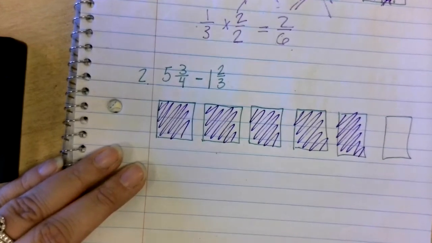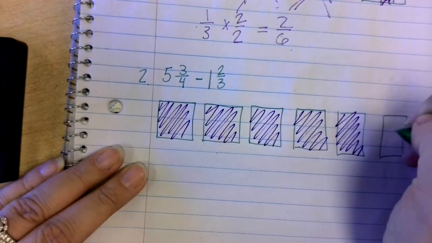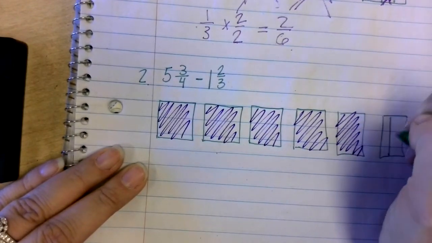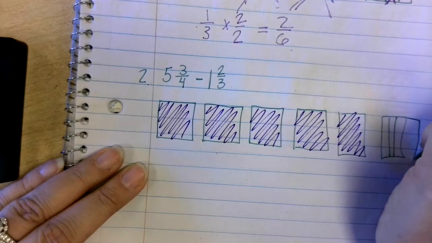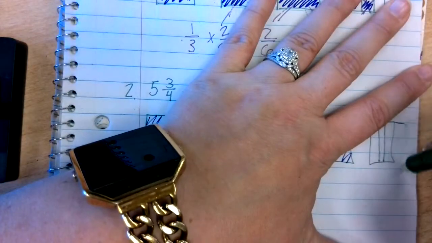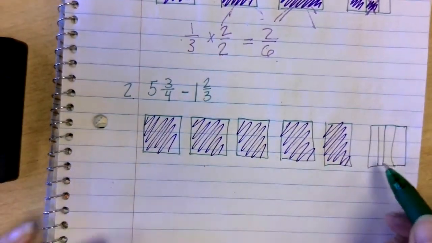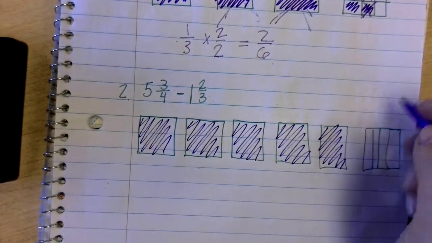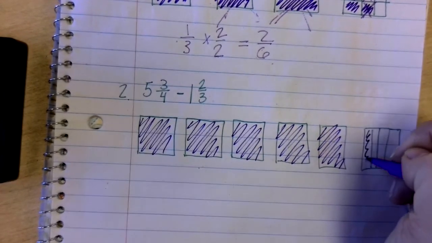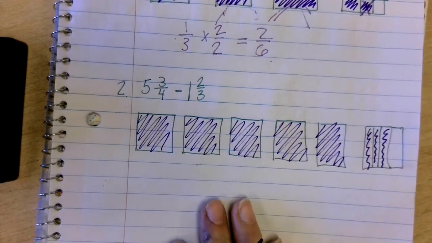All right, and so I'm going to split this one into fourths because this is 3/4. I'm going to do it this way. Good thing about rectangles, if you make them too small, you can add on just like that. All right, so now I have fourths here. And so I'm going to shade in 3 of those. Okay, so I've got 3/4.